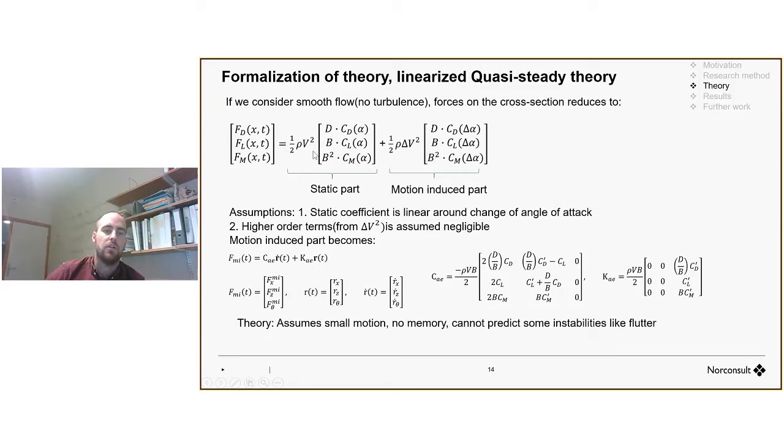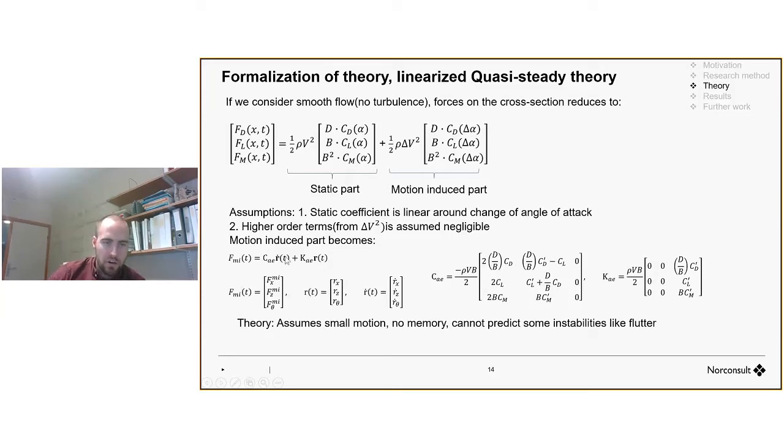And the static part we keep, it's okay, but then we need to handle the delta mean wind velocity and the delta angle of attack. And then we introduce some assumptions to make the theory linear. We say that the static coefficients are linear around the mean angle of attack. It's not changing a lot. And then we take the higher order terms and say that these are negligible. And then we get a linear theory down here.